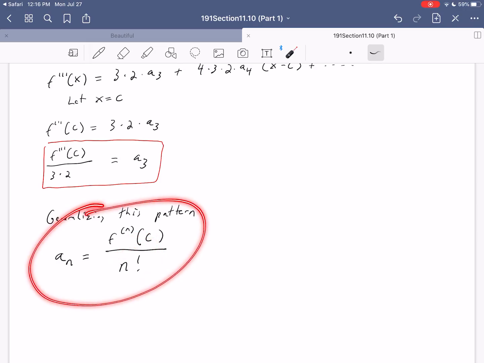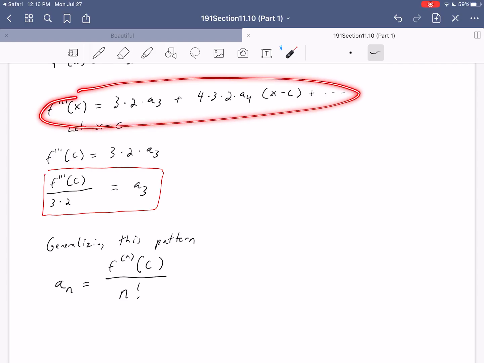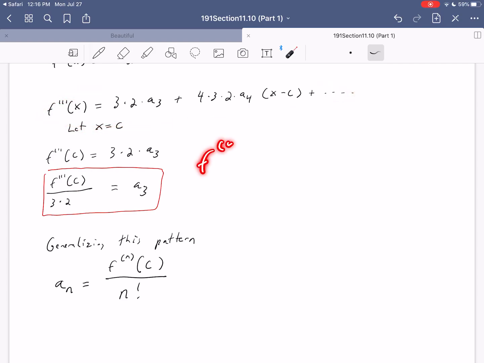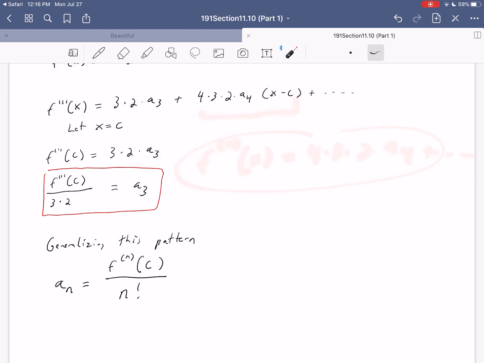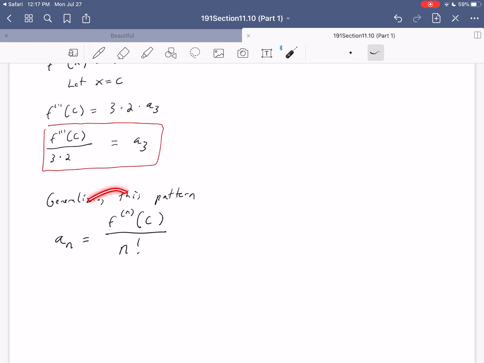Now, if you're not completely convinced by generalizing this pattern, what I would do is I would differentiate this one more time, get the fourth derivative of our function, which you can see is going to be just 4 times 3 times 2 times a sub 4, and then plus a bunch of other stuff that all have those x minus c's. Plug in x equals c and determine a sub 4, and you'll see that it fits this pattern exactly. So we now know that these a sub n should be based on the different derivatives evaluated at the center divided by n factorial.